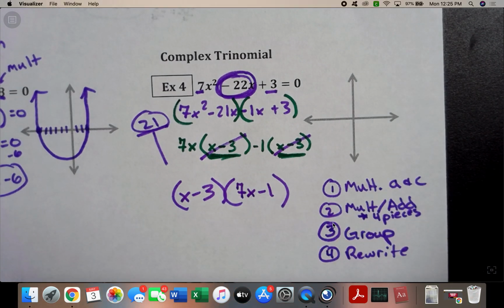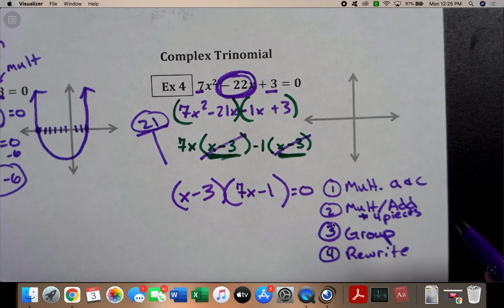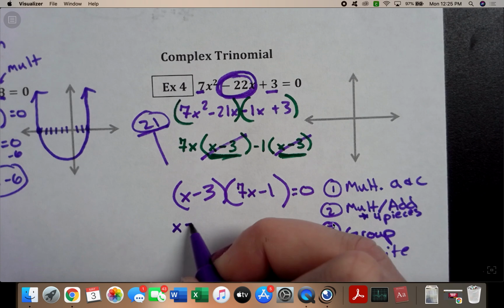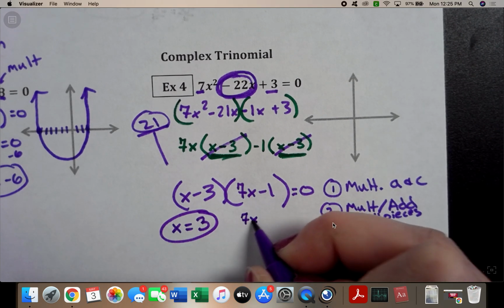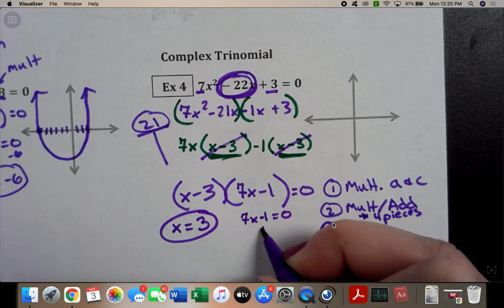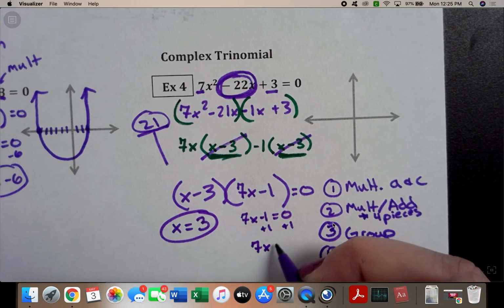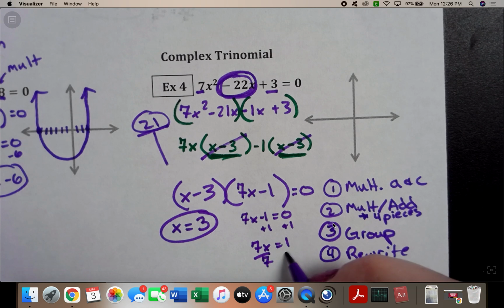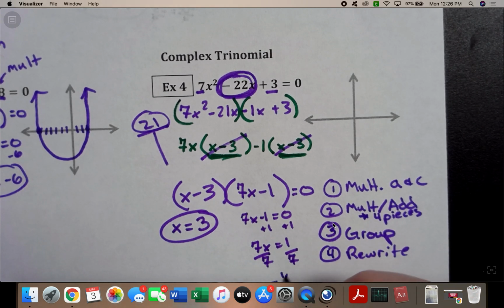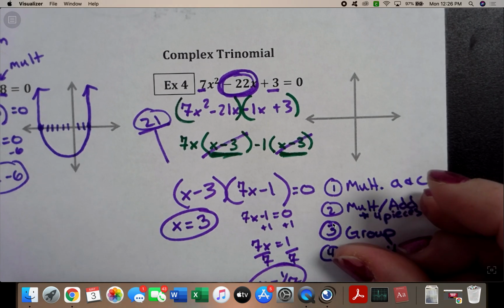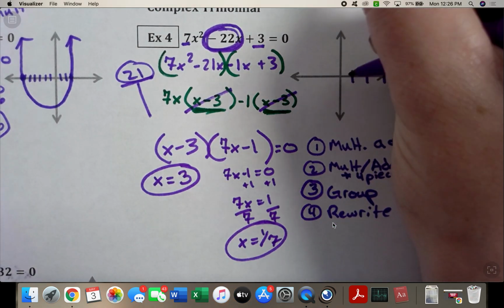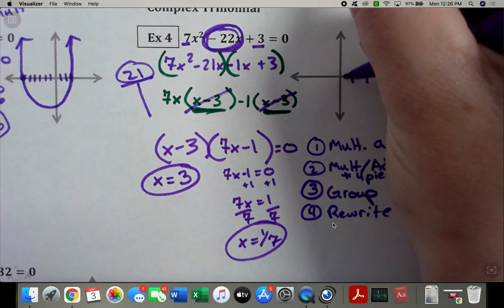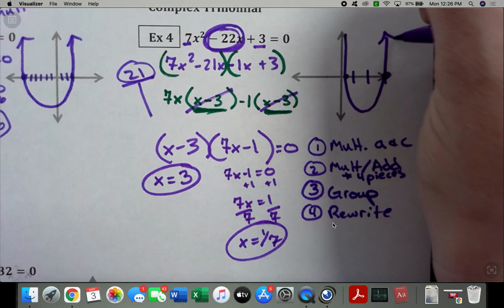Okay, last thing. Set those guys equal to 0, and so it would be x equals positive 3. And if I do 7x minus 1 equals 0, I add the 1. 7x equals 1 and divide by 7. X equals 1 over 7. There he is. So 3 is over here. 1/7 is here. There he is. Okay, there's your complex trinomials.